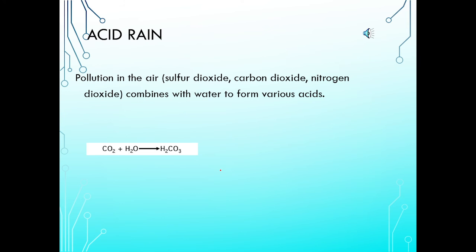Acid rain is caused due to the pollution in air, right? Like pollution of sulfur dioxide, carbon dioxide, nitrogen. Whenever these things are added into the atmosphere or into the air in excess, right? Then it is going to combine with water and form different acids. For example, one of it I have given you here, that carbon dioxide will directly react and form carbonic acid and so on.